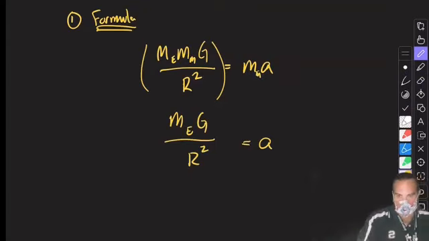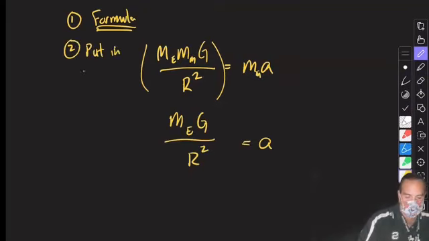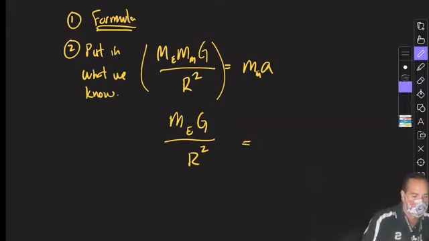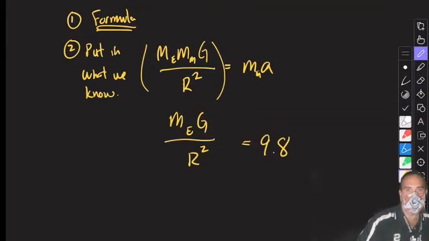Now on the Earth, step 2, put in what we know. You don't need the mass of the Earth or the radius of the Earth for this. I know you think you do, but you don't. You need just the result, that the acceleration of gravity on the Earth is 9.8. That's it. That's all you need for this part.